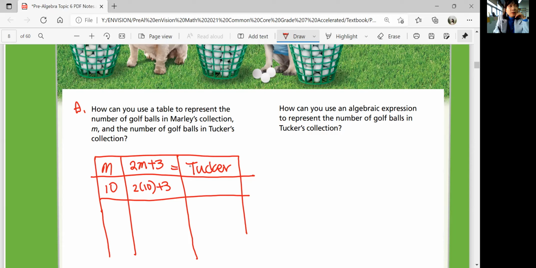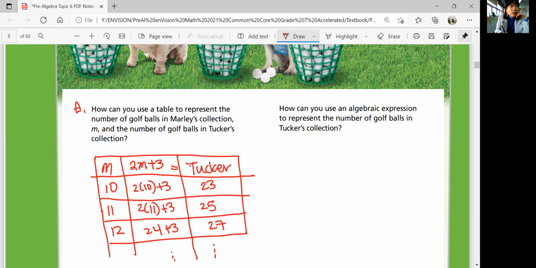So 2 times 10 plus 3 is 23. If Marley has 11 balls, you times 2 by 11 and plus 3, you get 25. 22 plus 3 is 25. If Marley collects 12, Tucker collects 24 plus 3, so 27. And so on. Gonna continue.